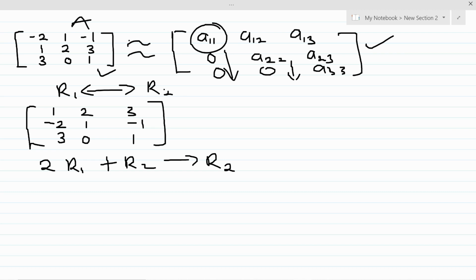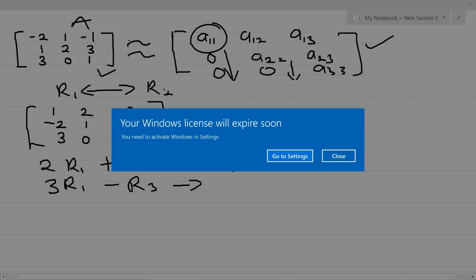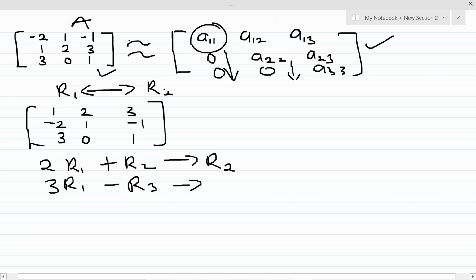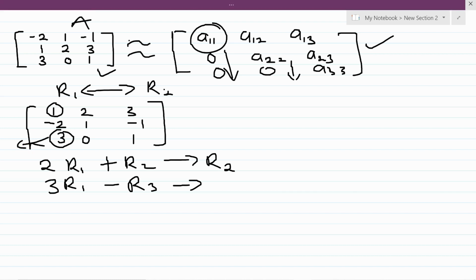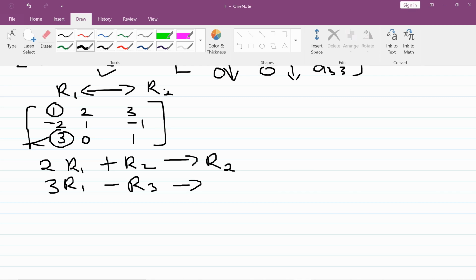Now the difference between row 1 and row 3 is what? 3. Then you have to multiply row 1 by 3, then subtract row 3 from it. Look at these are the elements that we use. What can I do between this and this so that I make this one 0? I just have to multiply row 1 by 3, then subtract row 3 from it.